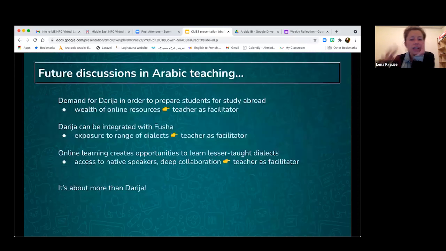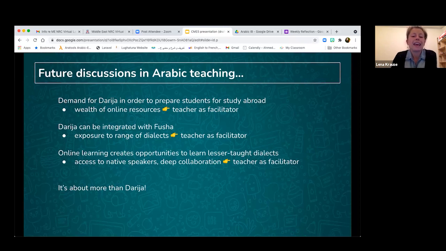So to tie it all together, there certainly is going to continue to be a demand for Darija in the United States if students continue to travel to Morocco and we want them to engage with the culture. However, given the resources online, given our new Zoom skills and whatnot, I believe that teachers can really shift into a facilitator role. So regardless of your background in Arabic, you can give your students exposure to this dialect if they will eventually make their way to Morocco.